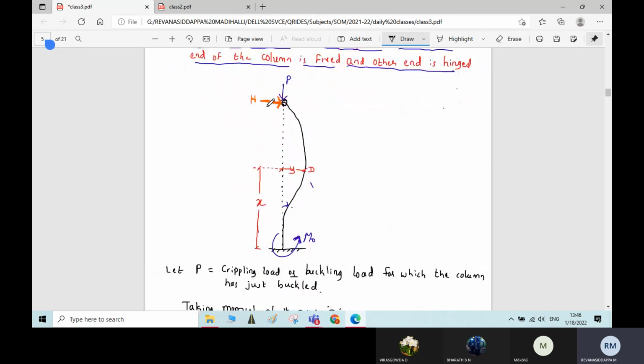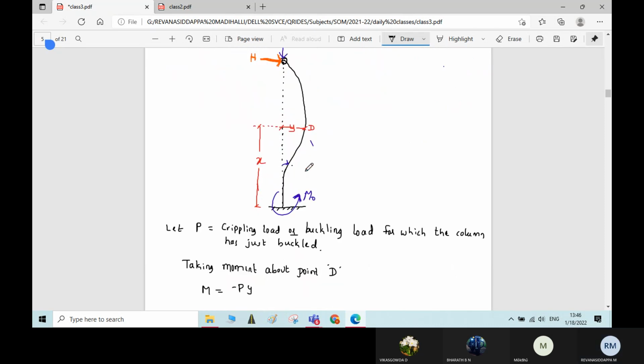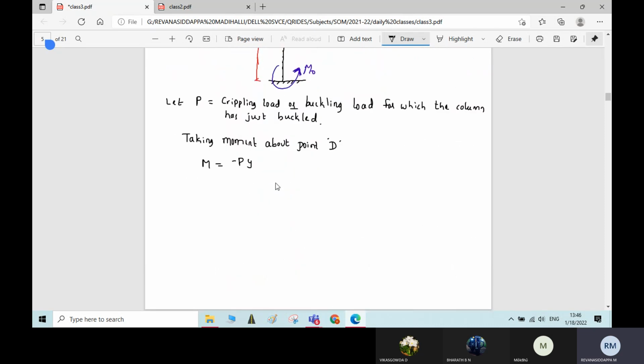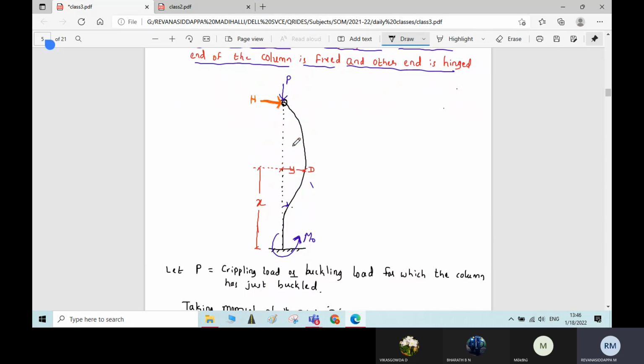Then similarly you take the moment of this horizontal thrust about point D. So H into what is the perpendicular distance of the horizontal thrust about point D, students? Here this is the line of action of the force. We want the perpendicular distance of point D from this line of action.